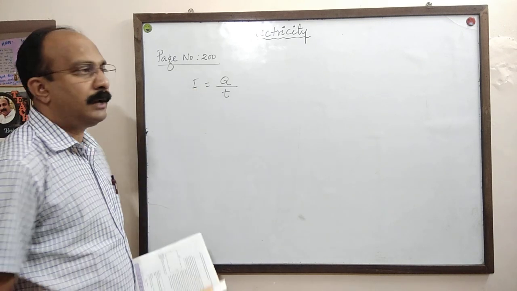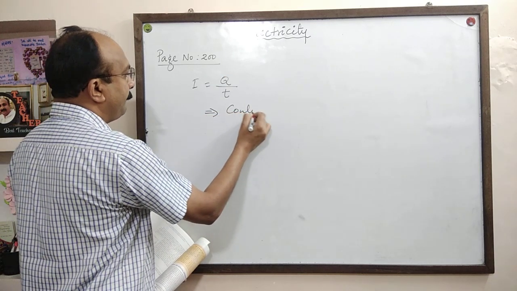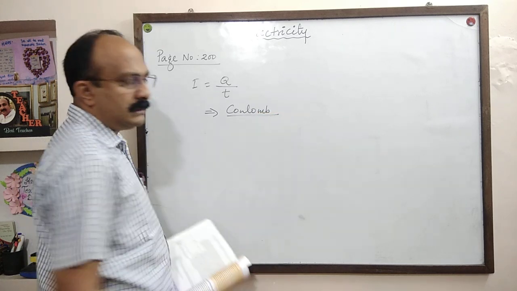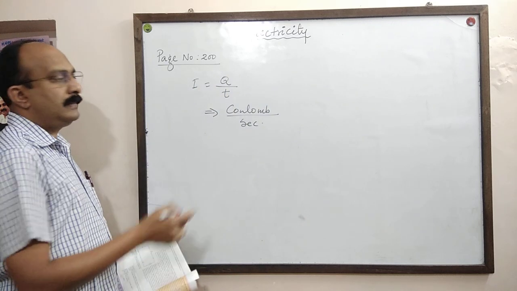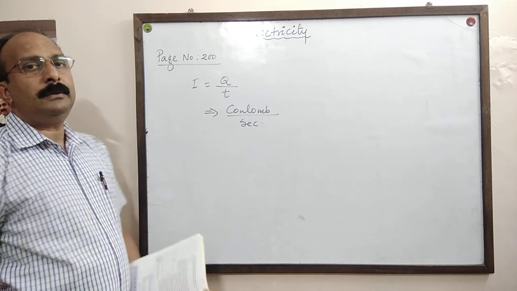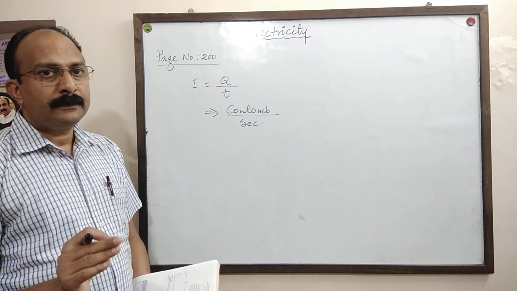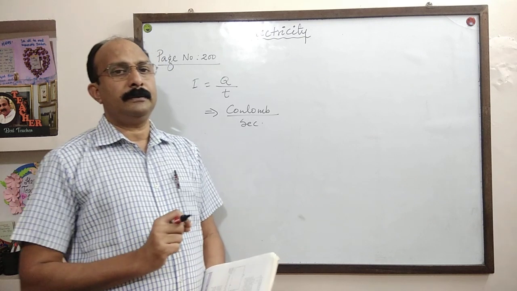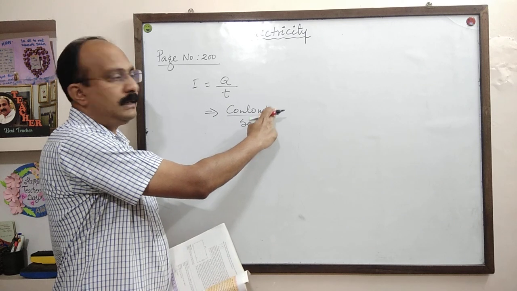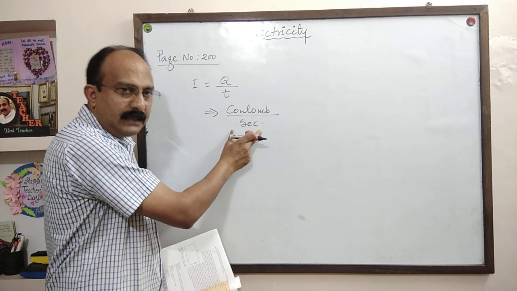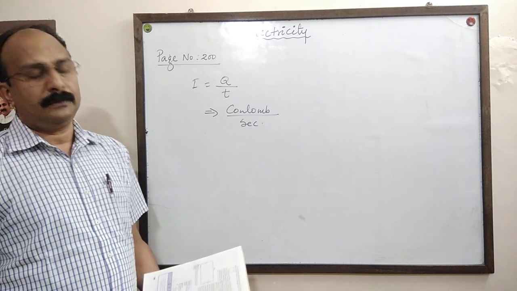So how can we define 1 ampere? When 1 coulomb of charge is flowing through a circuit in 1 second time, then the electric current produced in that circuit is said to be 1 ampere. I repeat, the SI unit of current is ampere. Now, definition of 1 ampere: when 1 coulomb of charge is flowing through a circuit in 1 second time, the electric current produced in that circuit is said to be 1 ampere.